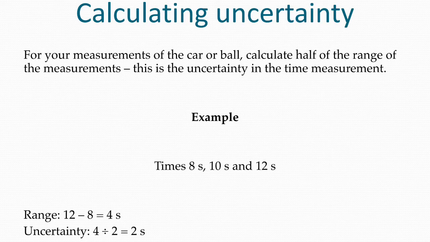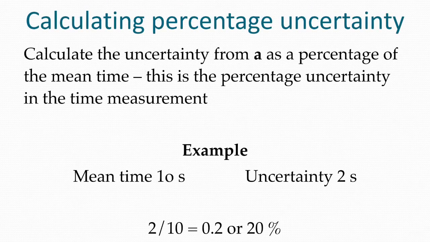So in the example, we have 3 values for the time: 8 seconds, 10 seconds and 12 seconds. The difference between the biggest and smallest is 4 seconds. Divide by 2 gives us an uncertainty of 2.